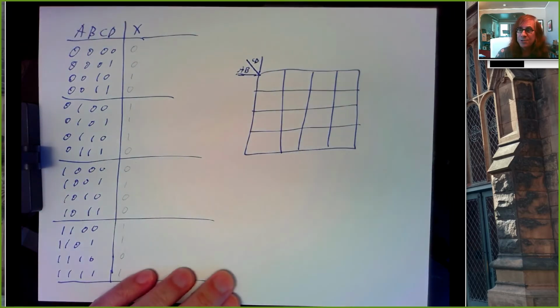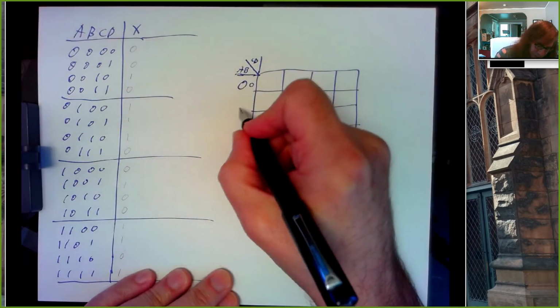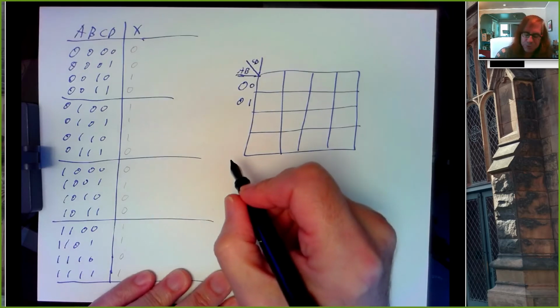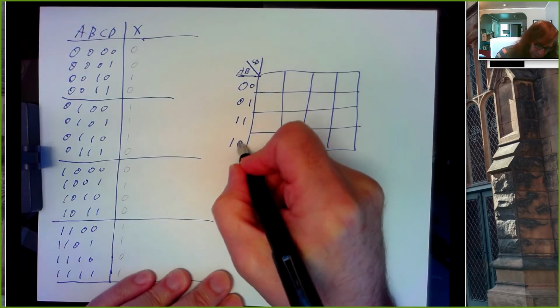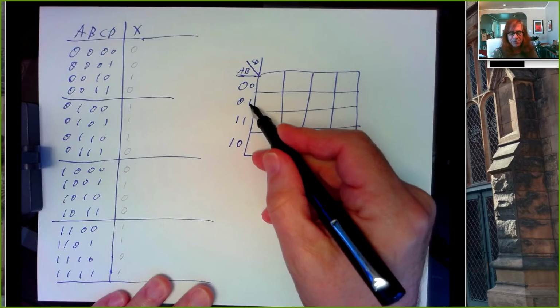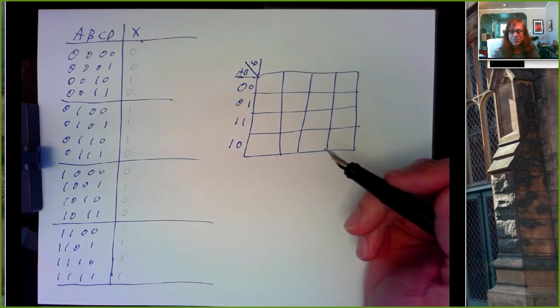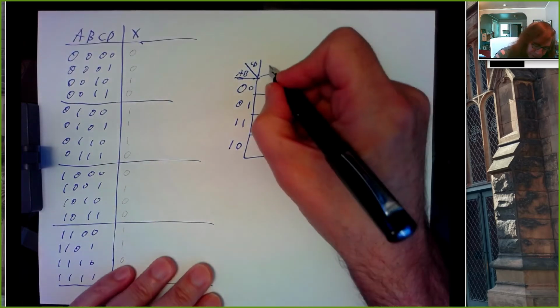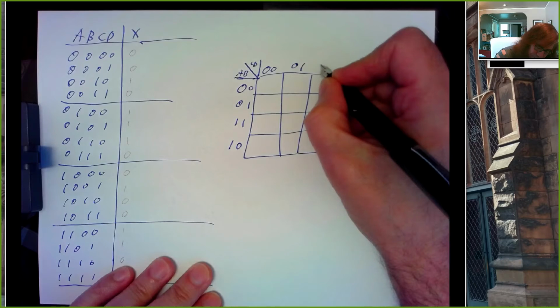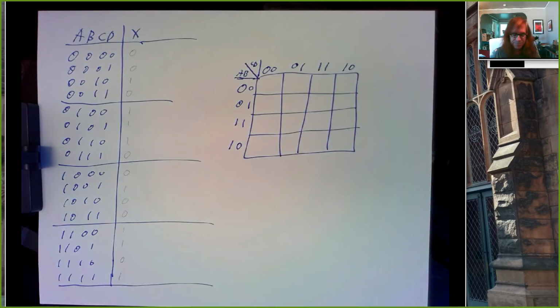This part is really critical. I'm going to number the sides, but I'm not going to number them in the usual binary way. I'm going to number them in this funny way, 0, 0, 0, 1, and then 1, 1, and then 1, 0. And that's super duper critical. If you don't do that, the whole thing breaks. So 0, 0, 0, 1, 1, 1, 1, 0. Just because you want to group all the ones together like you did at the top there. We want to group all the ones together.